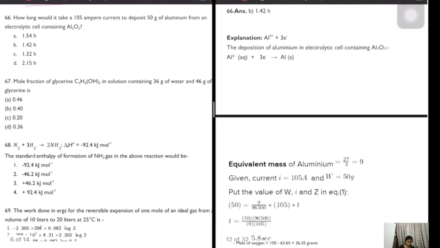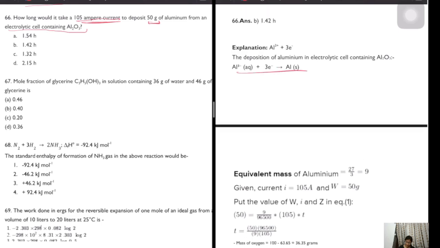Moving to the next question. How long would it take a 100 ampere current to deposit 50 gram of aluminium from an electrolytic cell containing Al2O3? Let's see. The reaction would take place as this. So we have n equals 3. How will we get equivalent mass? By dividing molar mass by n. That is, aluminium has 27, then divided by 3 we have 9.